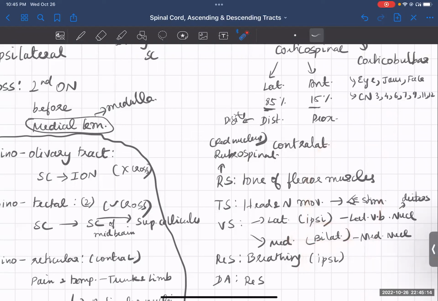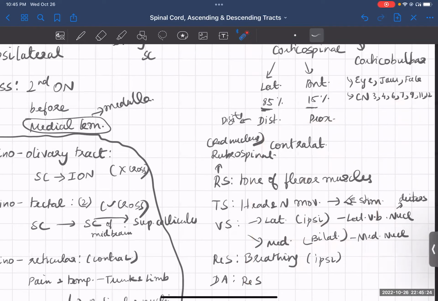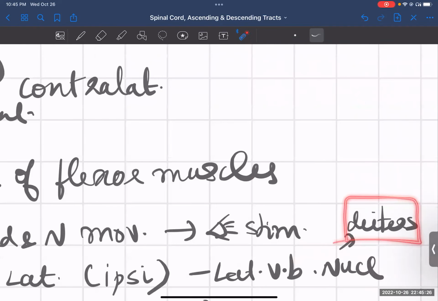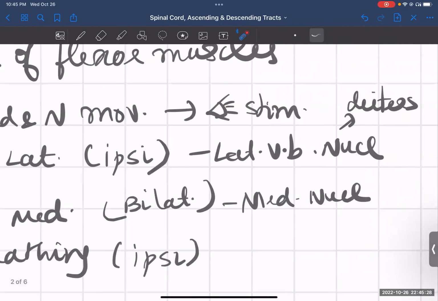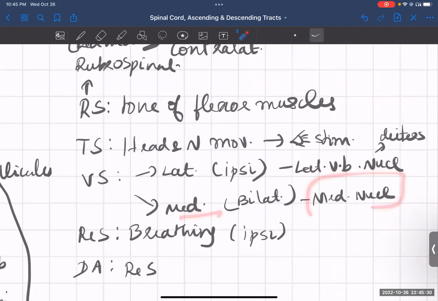It is not crossing twice, but it's traveling in two paths. That is your medial vestibulospinal tract. Now, lateral vestibulospinal tract is from your lateral vestibular nuclei. This is also known as your Deiters' nuclei. And your medial nuclei is for your medial vestibulospinal tract.